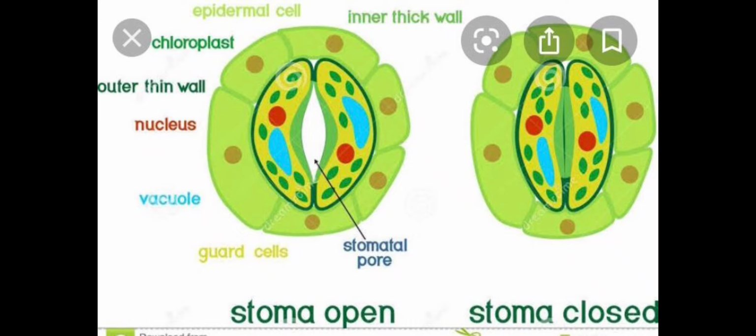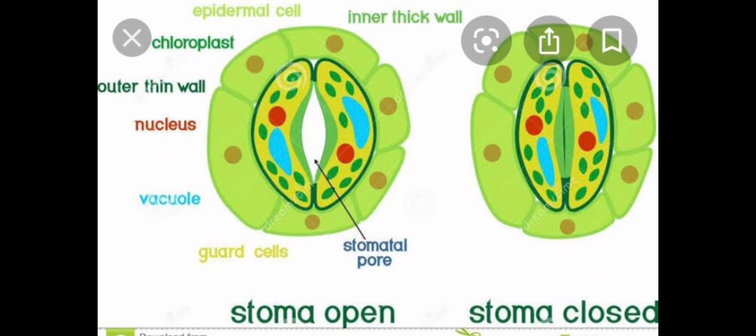The basic reason for the stomata opening and closing is the movement of water in and out of the guard cell. Now when the stomata has to open during the daytime, the water from the surrounding epidermal cell will enter in the guard cell. As a result, the guard cells swell and will become turgid and will pull the inner wall towards the outer side, and the stomatal pore will open.